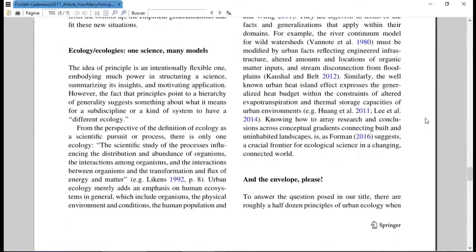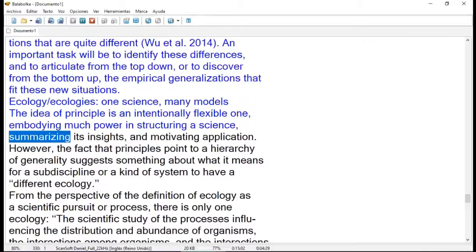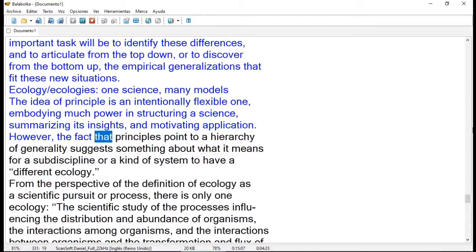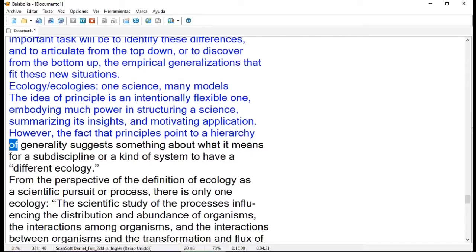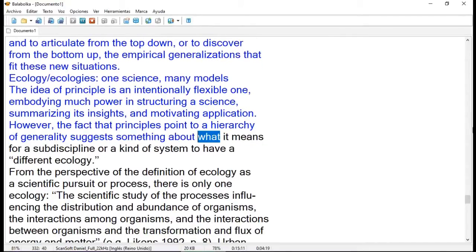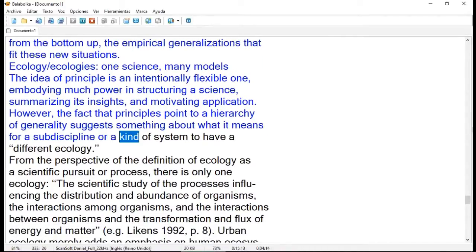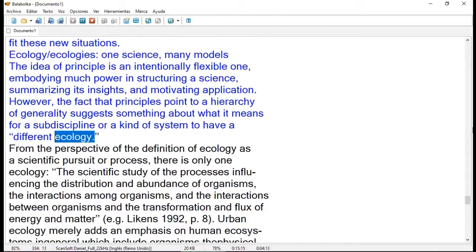Ecology/ecologies, one science, many models. The idea of principle is an intentionally flexible one, embodying much power in structuring a science, summarizing its insights, and motivating application. However, the fact that principles point to a hierarchy of generality suggests something about what it means for us, as a discipline or a kind of system, to have a different ecology.